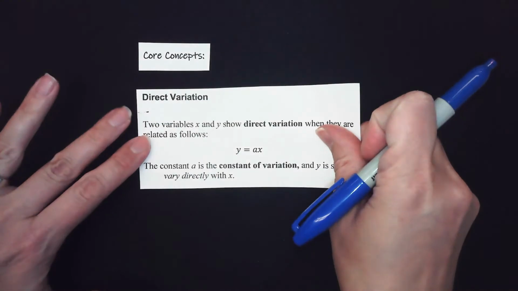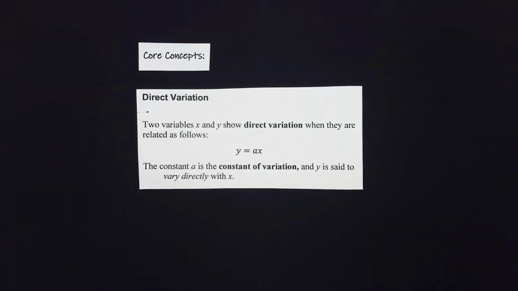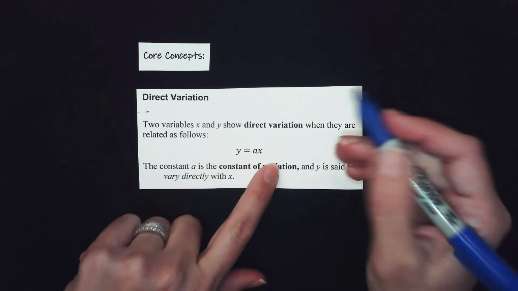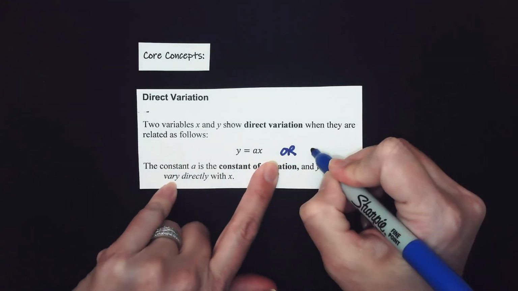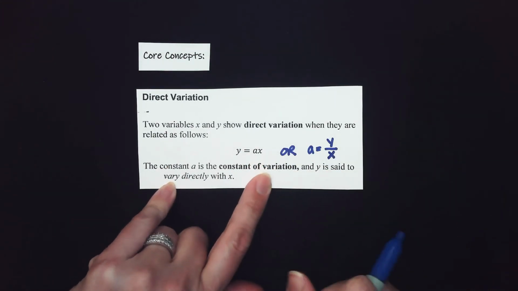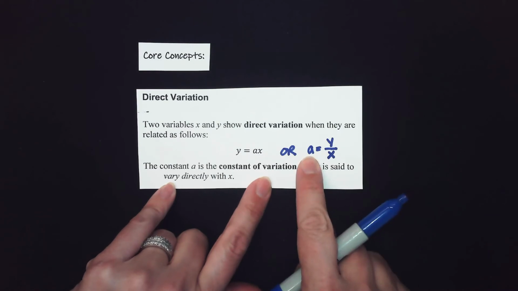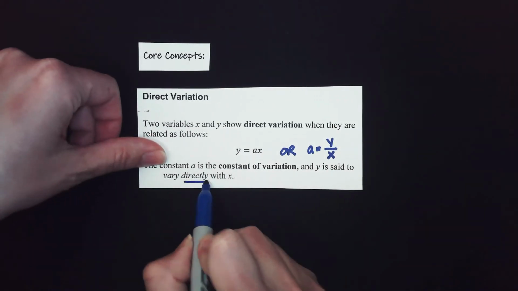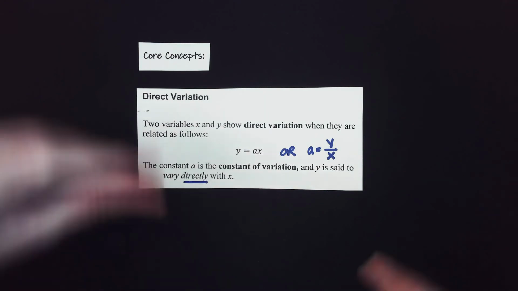So then we have direct variation. Again, it's y equals a times x, or if sometimes it's solved for a, it equals y divided by x. So that constant would equal y divided by x. y is said to vary directly with x. Okay, so let's give this a try.